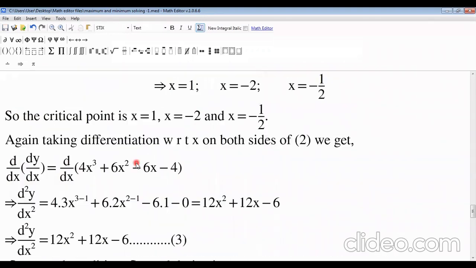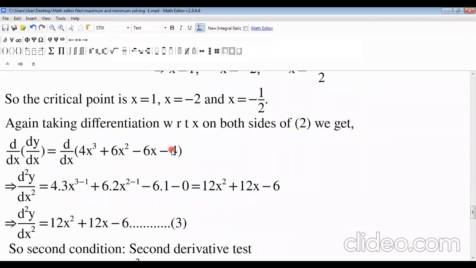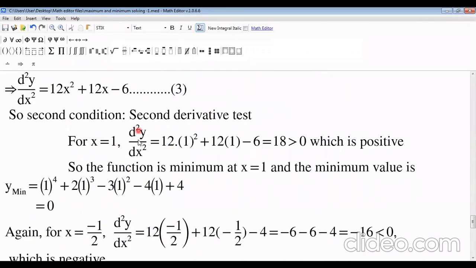So for taking one critical value, x equals 1, the second derivative value will be 18. Just putting x equals 1 here, we get 18, which is positive. You must know that in the second derivative test, if it gives a positive value, then the function is minimum at x equals 1. And the minimum value, from the given function, putting x equals 1, we get 0.